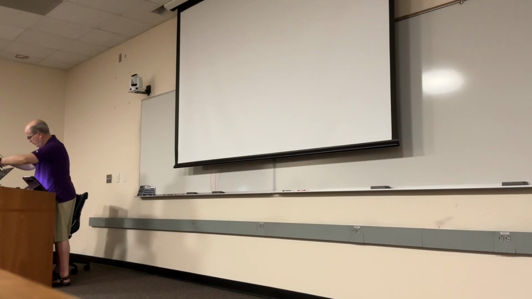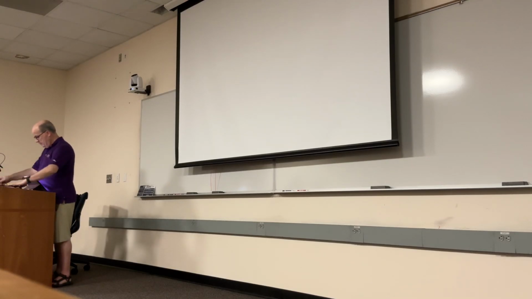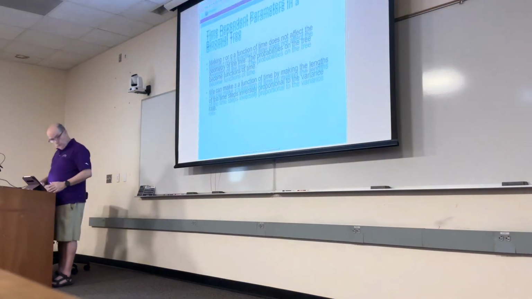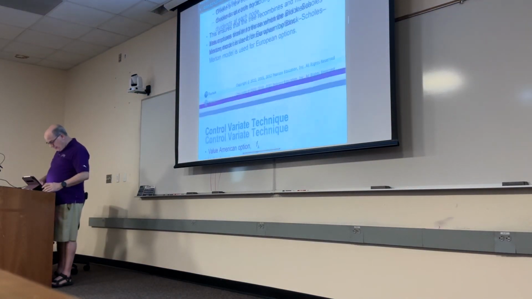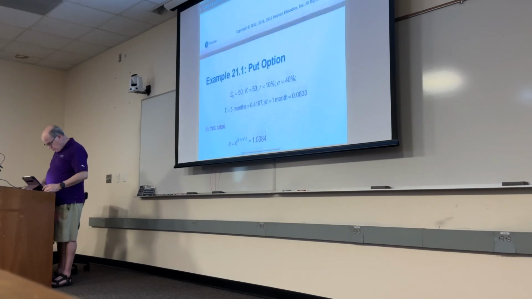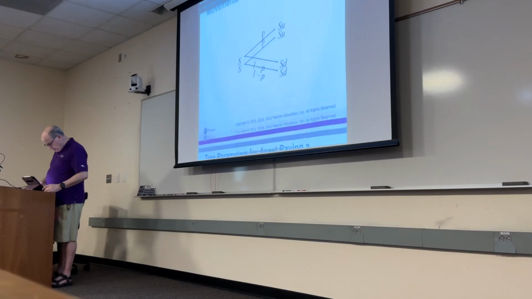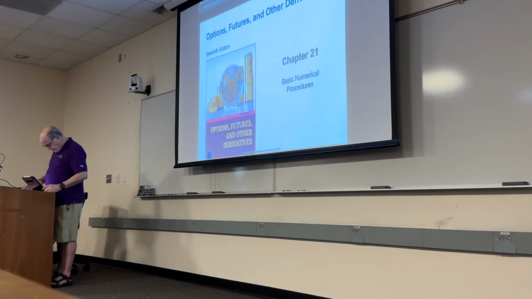Okay, so we started talking about two asset options last week, and we also started talking about Monte Carlo. And we're going to continue those themes this evening. There's a chapter 21, which we don't cover in detail, but I think it's worth mentioning so you just know what else is out there that we haven't talked about.